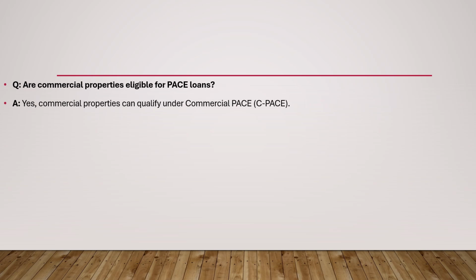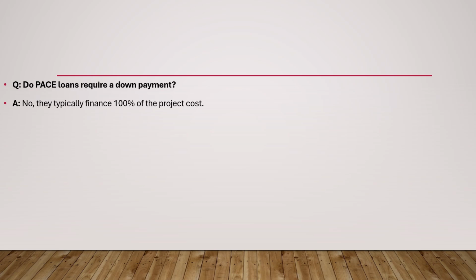Are commercial properties eligible for PACE loans? Yes, commercial properties can qualify under commercial PACE, or CPACE. Do PACE loans require a down payment? No, they typically finance 100% of the project cost. What are the repayment terms for PACE loans? Repayment terms generally range from 5 to 25 years.